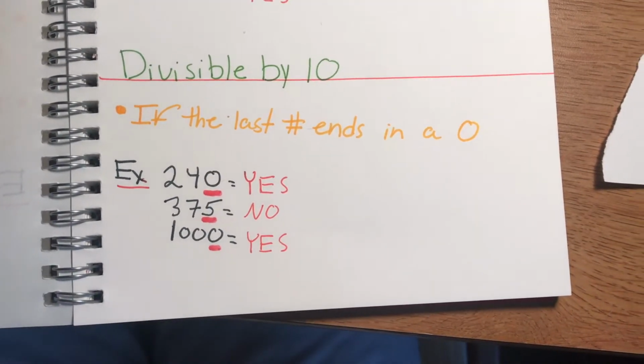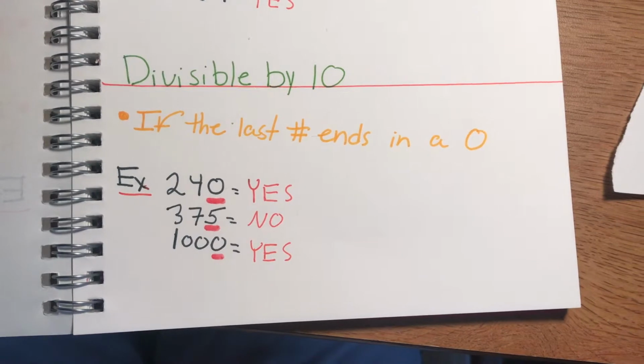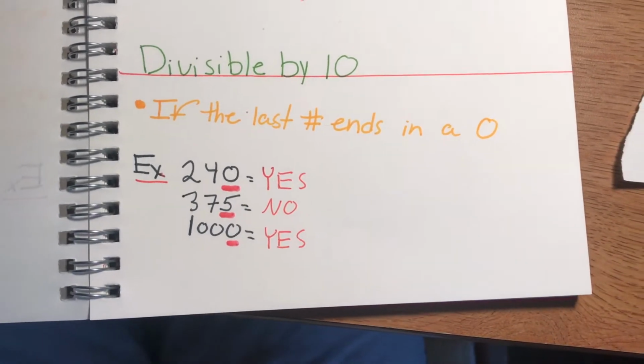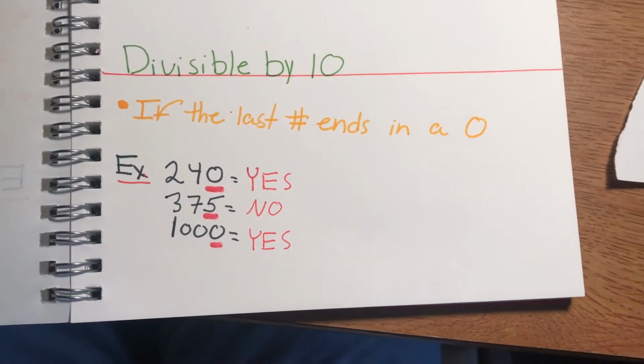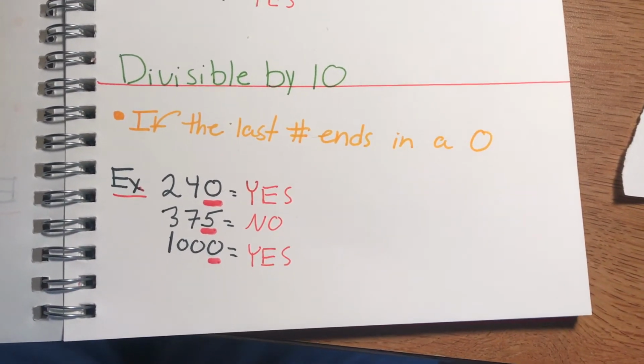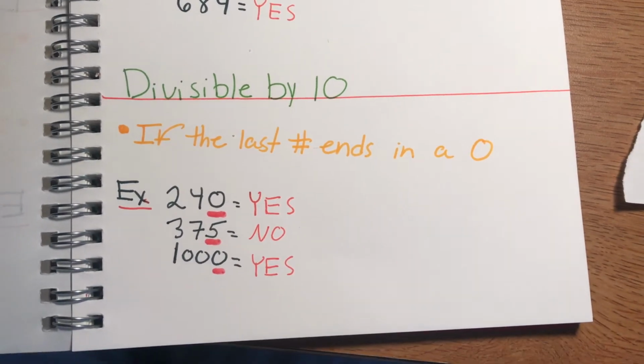Divisible by 10. If the last number ends in a 0. For example, 240 does work because the last digit is a 0. 375 does not work because the last digit is a 5. 1000 does work because the last digit is a 0.